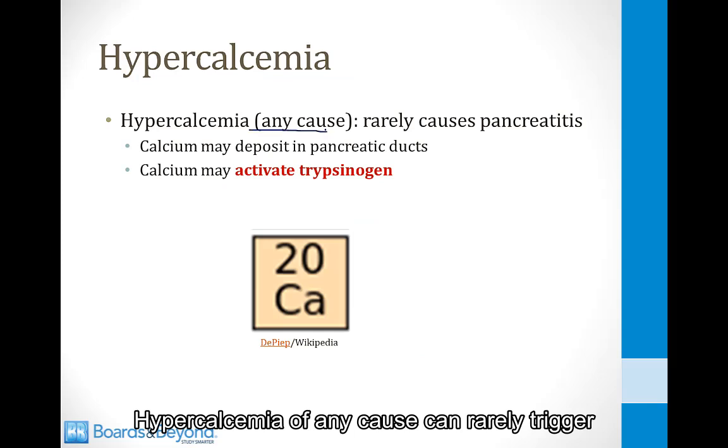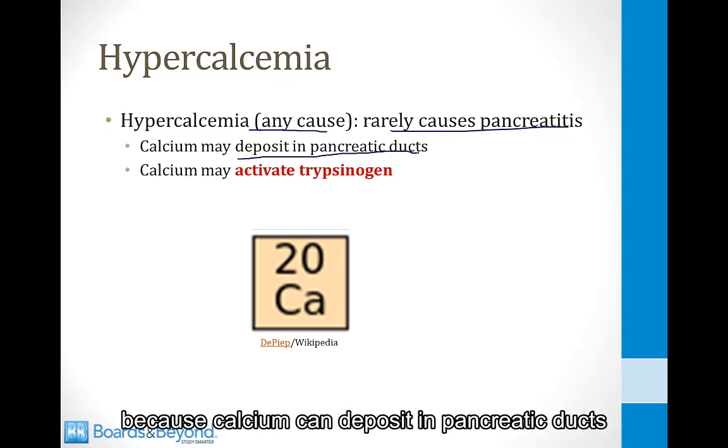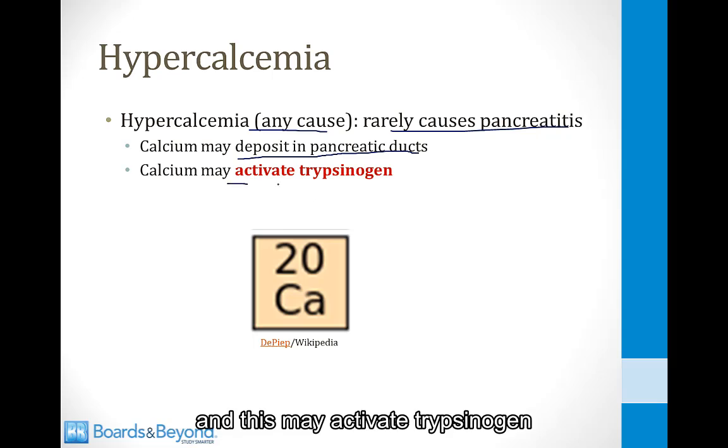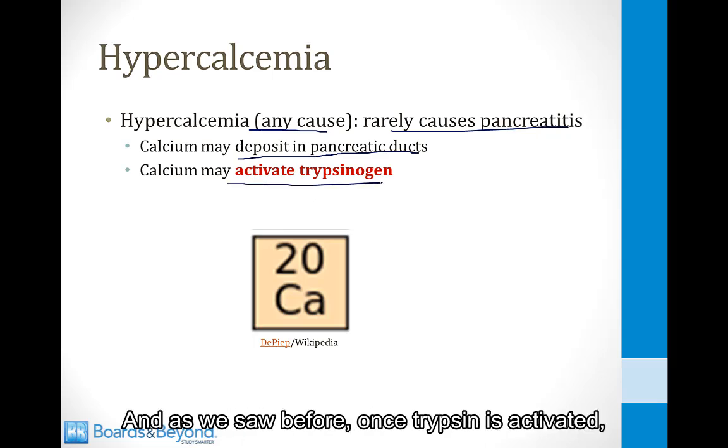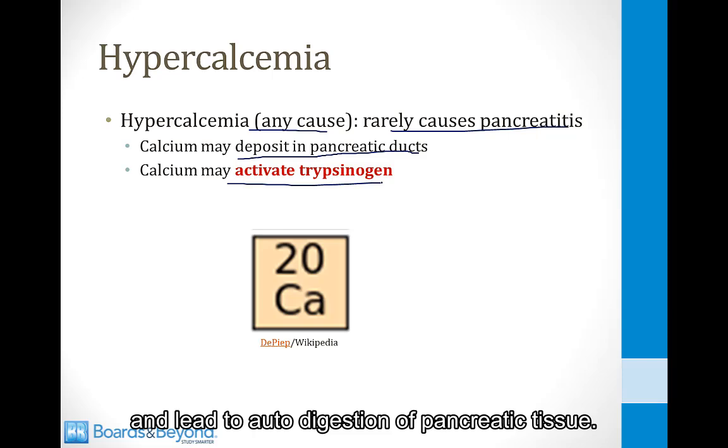Hypercalcemia of any cause can rarely trigger a bout of acute pancreatitis. This is believed to occur because calcium can deposit in pancreatic ducts, and this may activate trypsinogen and convert it into trypsin. And as we saw before, once trypsin is activated, it can activate the other pancreatic enzymes and lead to autodigestion of pancreatic tissue.